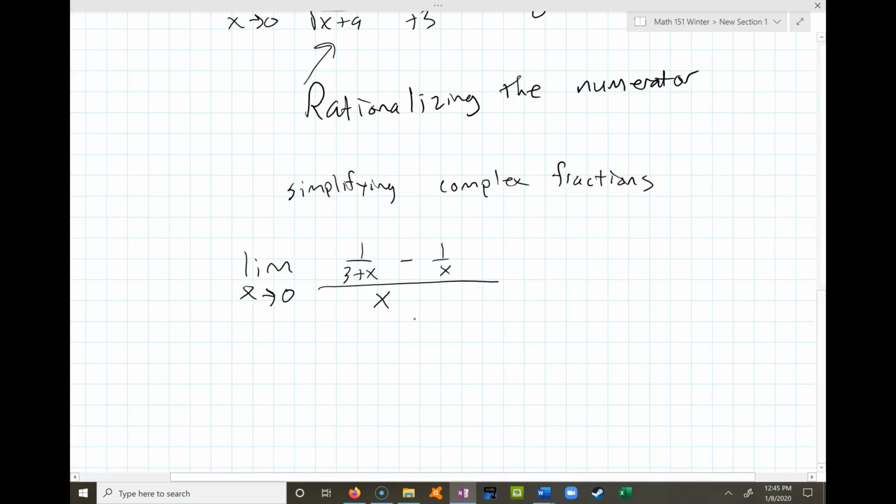So I'm going to, again, try to change the way this expression looks so that I could possibly handle it again using the intuitive approach. Whenever we have complex fractions, a smooth move to simplify them is just to multiply top and bottom by the common denominator of all the fractions. In this case, we have two denominators, so the common denominator would be x times 3 plus x. So that's what I'm going to multiply top and bottom of this fraction by.